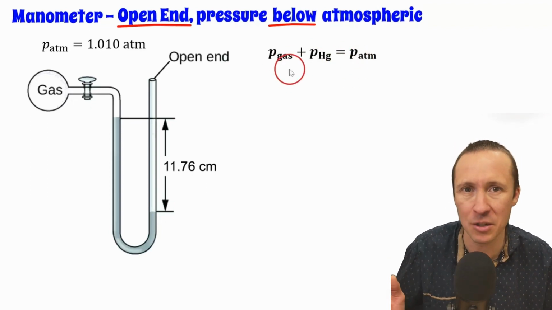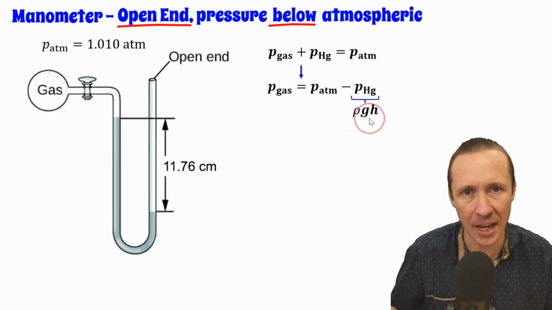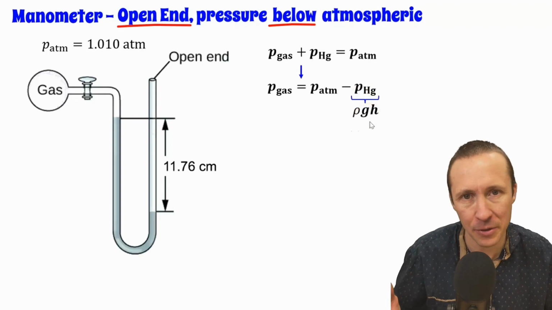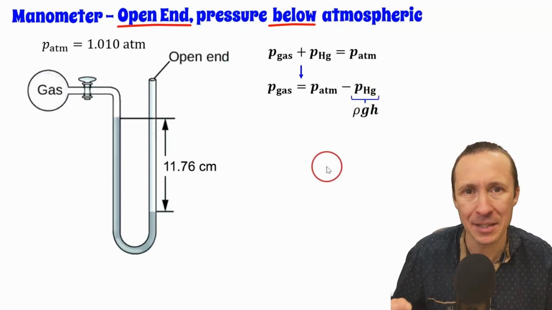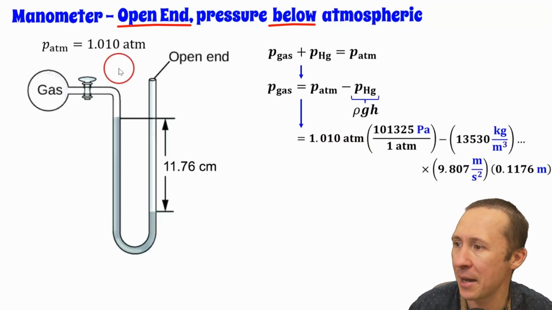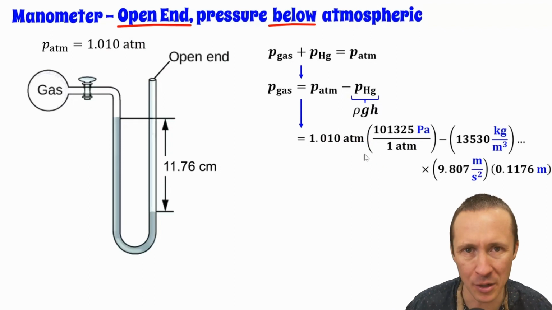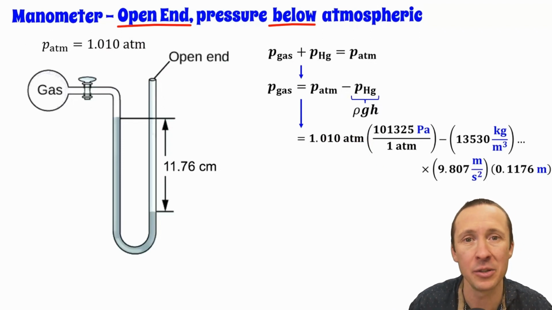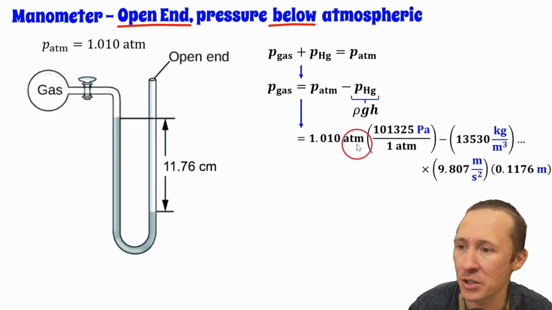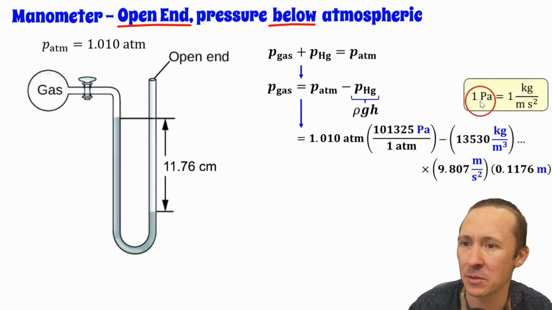Now, let's plug some numbers in to solve for the pressure of the gas. The pressure of mercury is equal to rho gh. You can check out my derivation if you need to see that. So at this point, we can just plug everything in. This is our atmospheric pressure, 1.010 atm. That's what we're given. And it's useful to have everything all in the same unit. So I'm going to convert everything into SI units. And the conversion for pressure is 101,325 pascals is equal to 1 atm. In this way, atm cancels out.